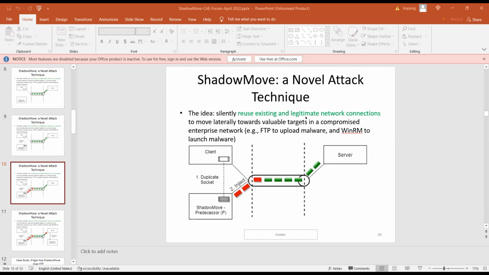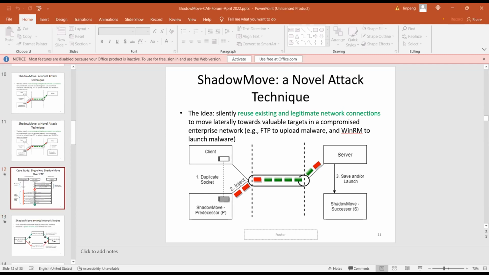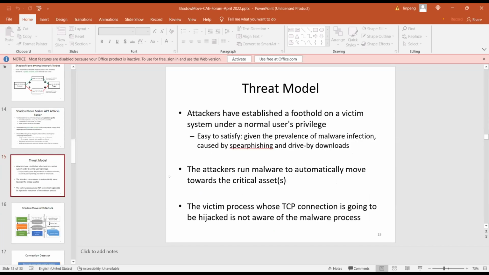Sorry. In order for ShadowMove to be successful, the victim machine needs to be compromised, because you are on the victim machine trying to monitor the network, is that right? The victim machine is already compromised in some way. Yes, that is the assumption.